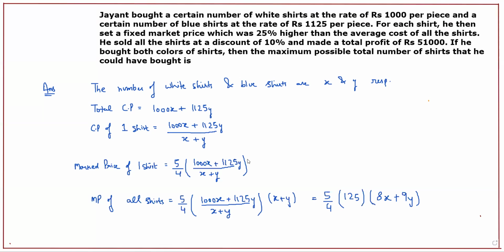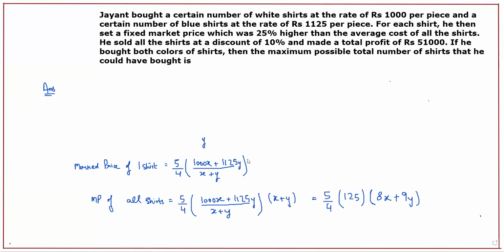So we have gone step by step, and then there is a discount of 10%, meaning the selling price of all shirts is 90%. The mark price becomes 90% of itself, then it becomes the selling price. So the selling price is 90% of the mark price. 90% of this mark price value. So I have just written everything systematically.